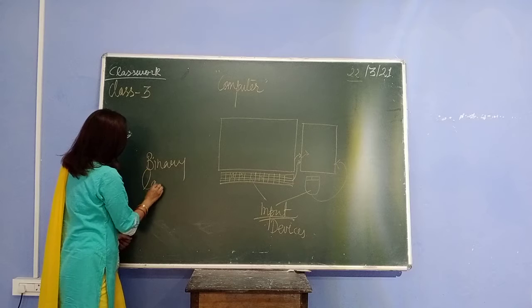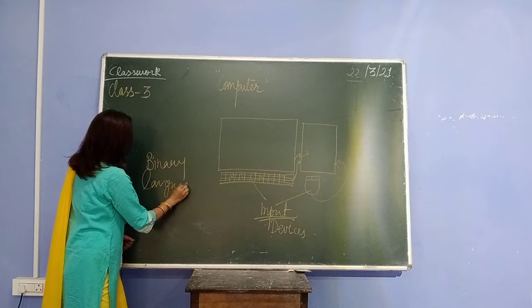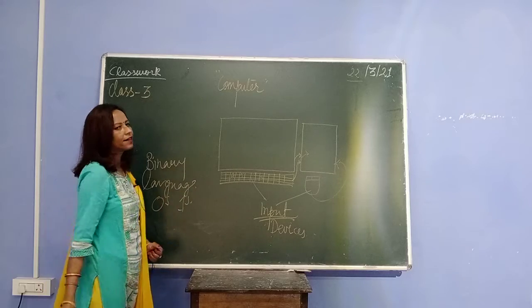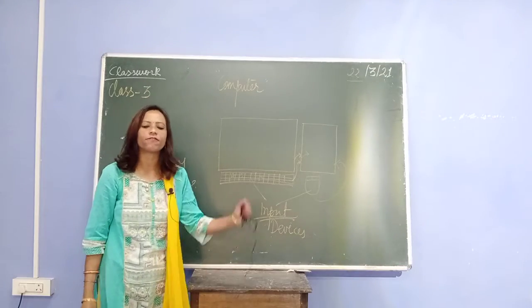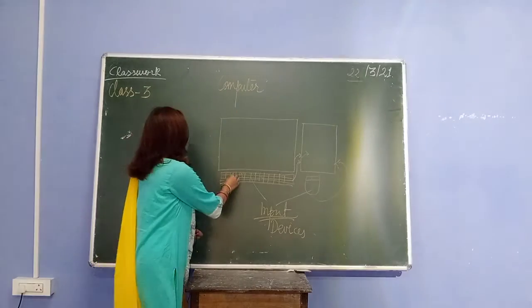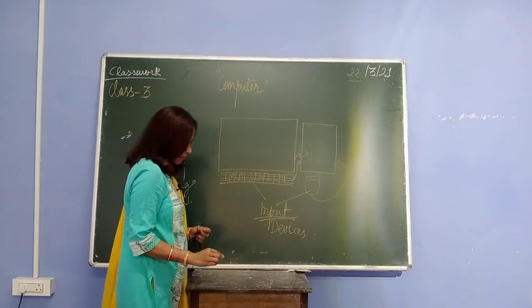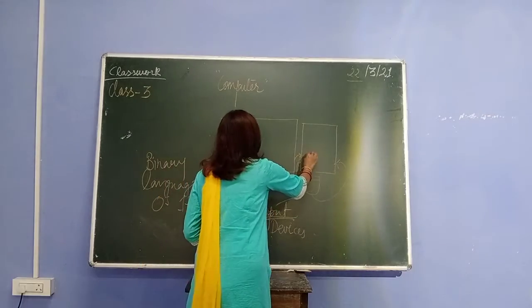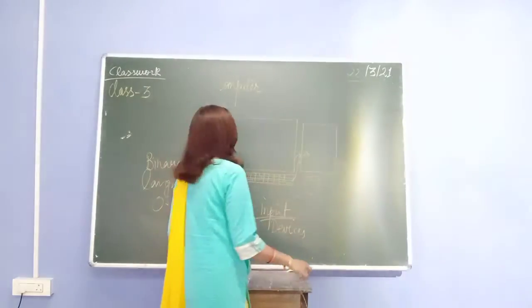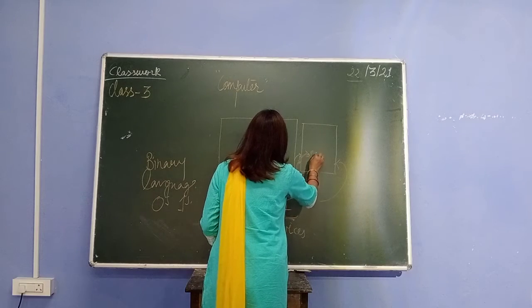Binary language, which is of zeros and ones. Computer only understands this language of numbers, zeros and ones. So when you type the alphabets on the keyboard, it goes inside the CPU box and it transfers into the binary language, okay, which computer understands, zeros and ones.